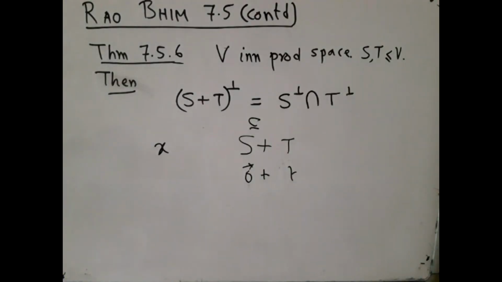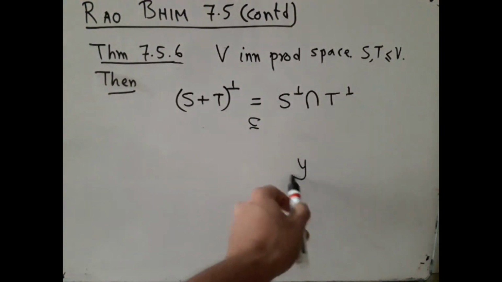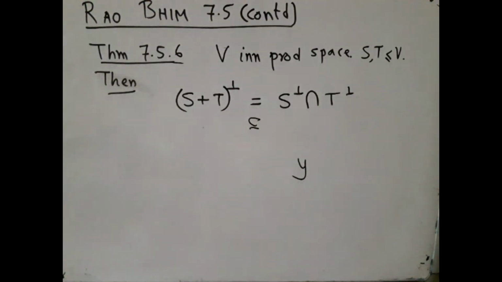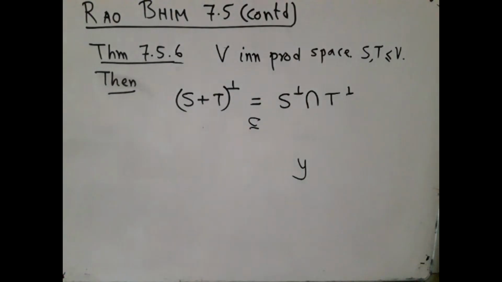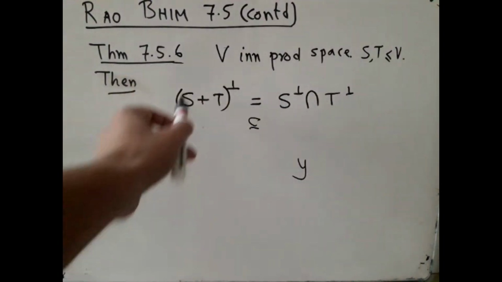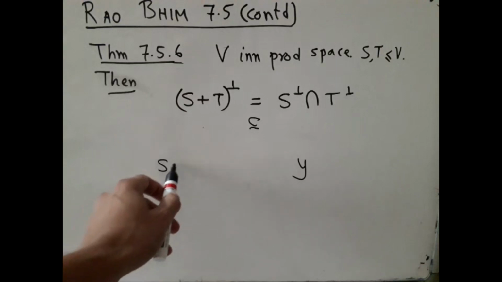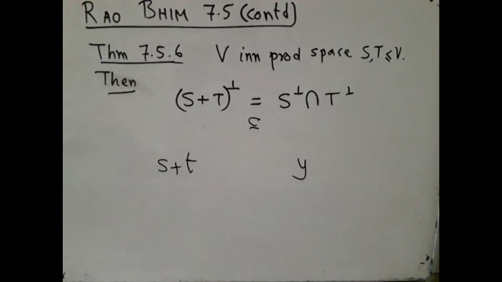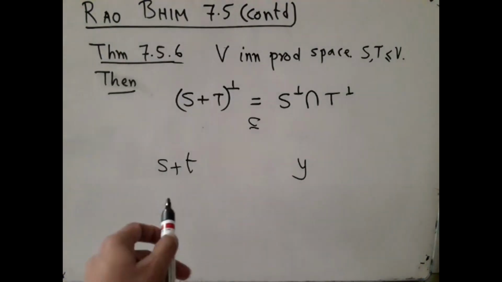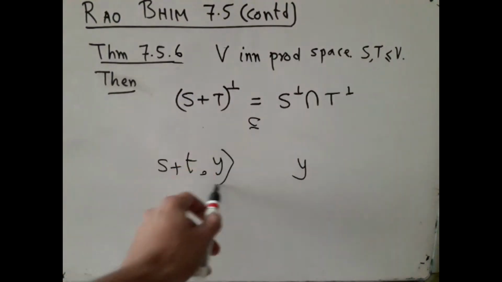Now we have to show the containment the other way around. Suppose I now take something in the right hand side, say y. Now y is in S perp, which means y is orthogonal to everything in S, and y is also in T perp, so y is orthogonal to everything in T. Now if I take anything in S plus T, it is of the form s plus t, where s is in S and t is in T. I have to show that y must be orthogonal to s plus t, which means I have to show that the inner product of y with s plus t is 0.